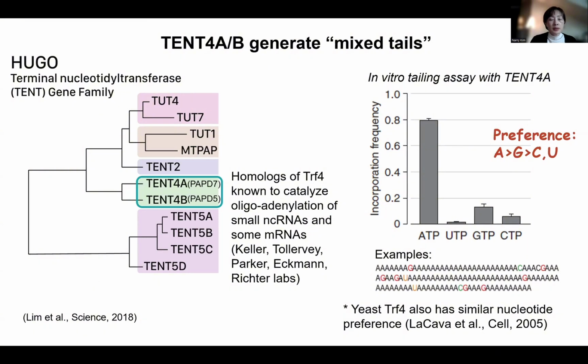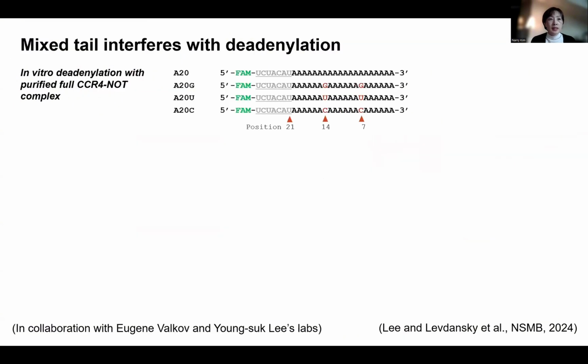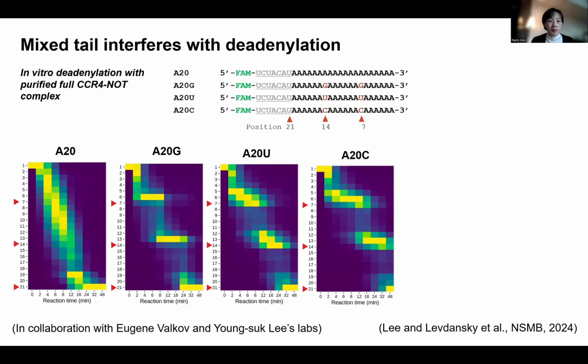The consequence of this mixed tailing is that it delays the deadenylation, not only by extending the length of the poly A tail, but also because the deadenylase has a preference for adenosine, so having some intermittent sequences like guanosine, uridine, or cytosine can delay the deadenylation by stalling the deadenylase complex.